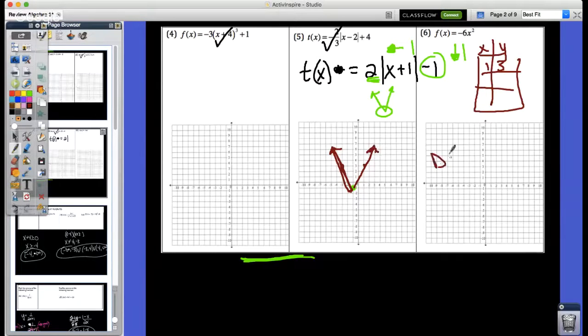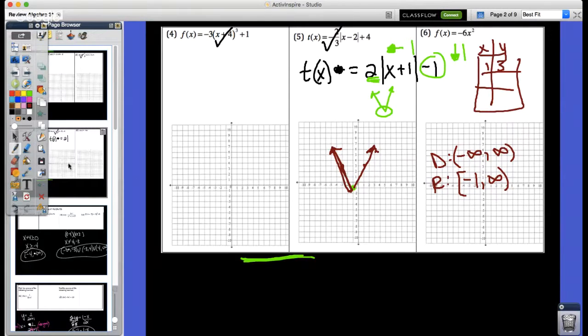So if I found the domain, the furthest left to the furthest right is -infinity to infinity. And the range would be the low to high, which would be -1 to infinity. And that -1 would have a bracket there.